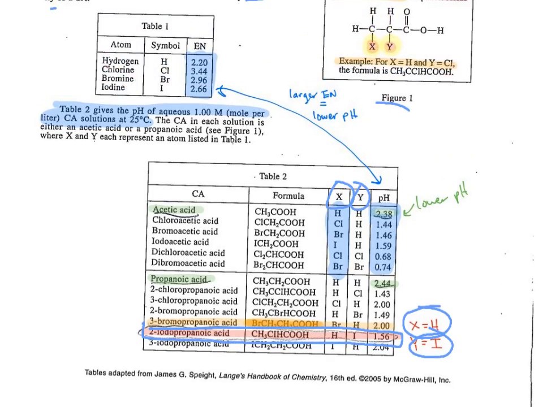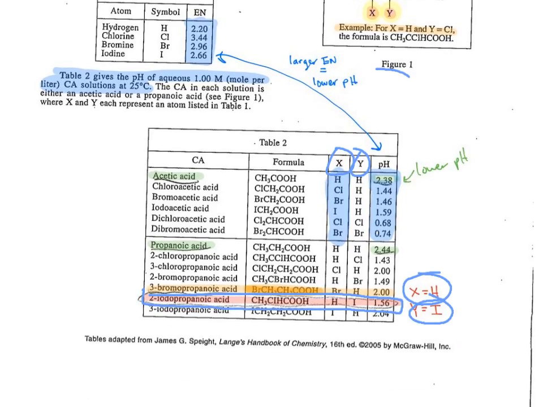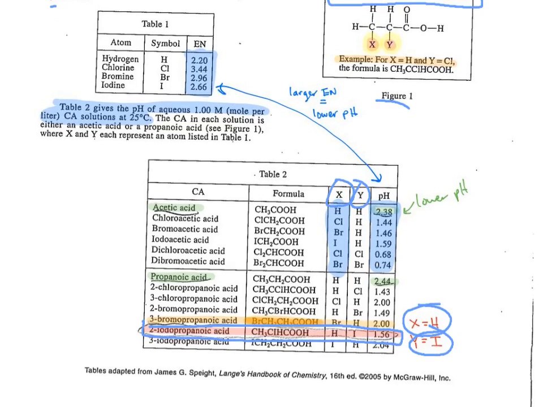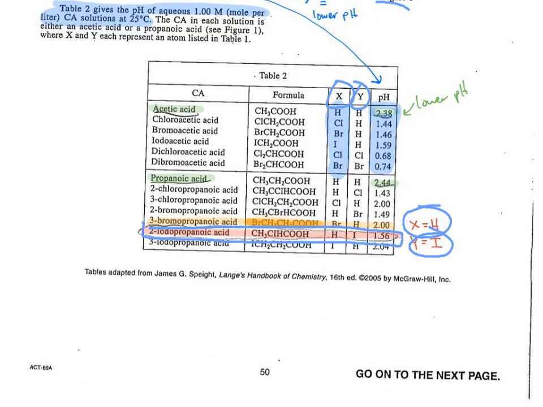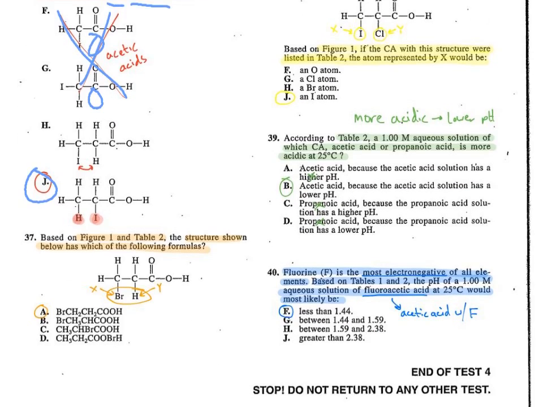If we look at Figure 2, we need to look at propanoic acids, and we have these two things, X and Y. So whatever they are in the table down here, that tells us what we should see there. So since our X is H and our Y is I, we should see H and then I here, which we do. These first two up here are acetic acids because we are missing the Y part. So 36 was J.